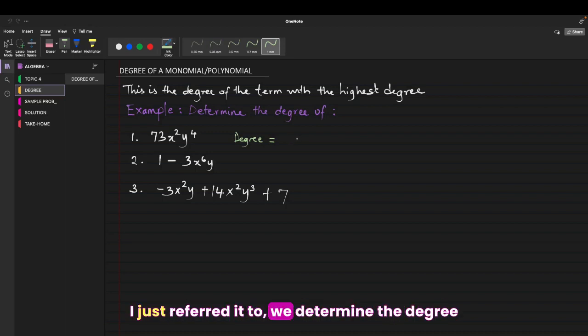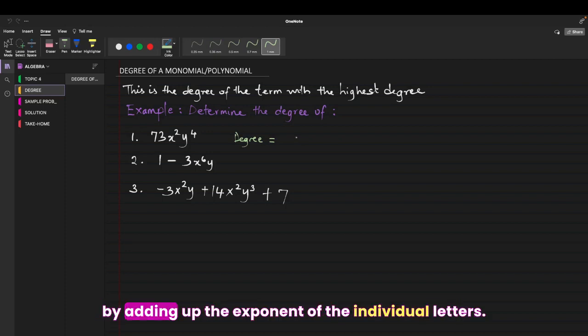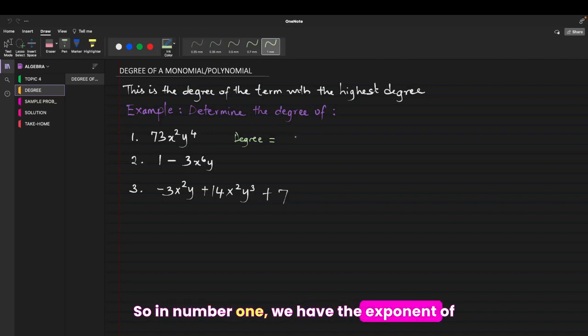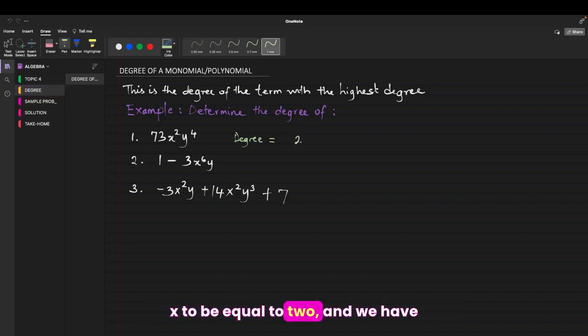For a monomial, we determine the degree by adding up the exponents of the individual letters. So in number one, we have the exponent of x equal to 2, and the exponent of y equal to 4. We add both together, which is equal to 6. So the degree of this monomial is 6.